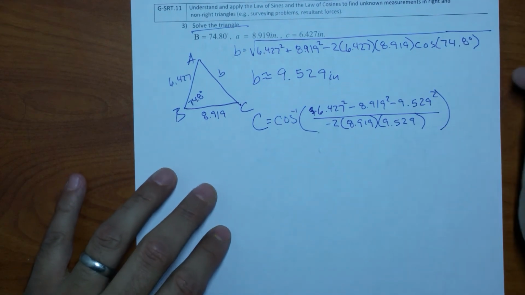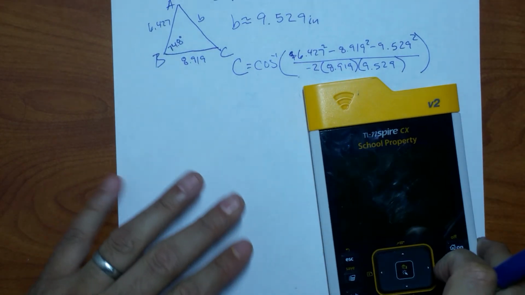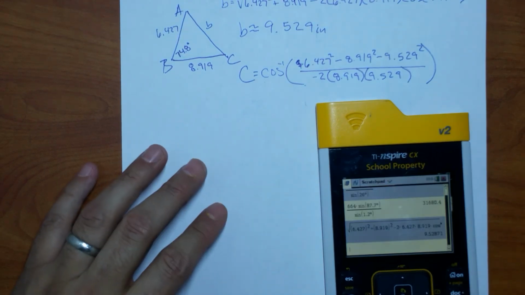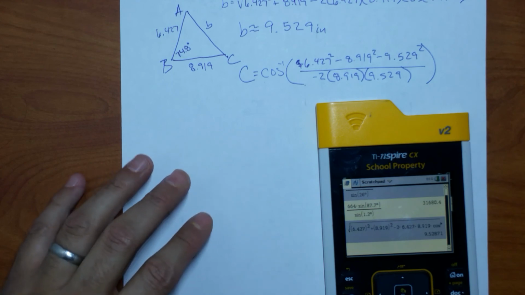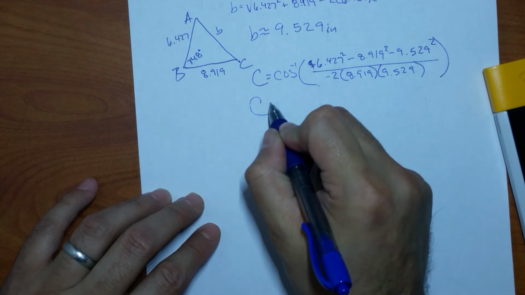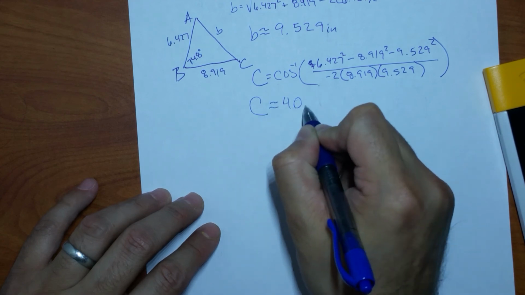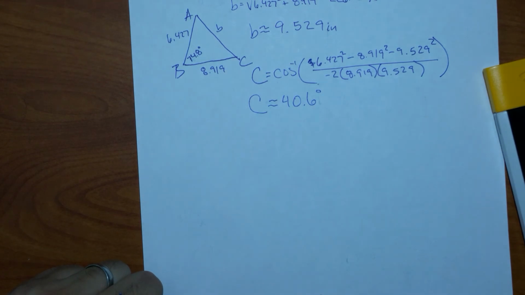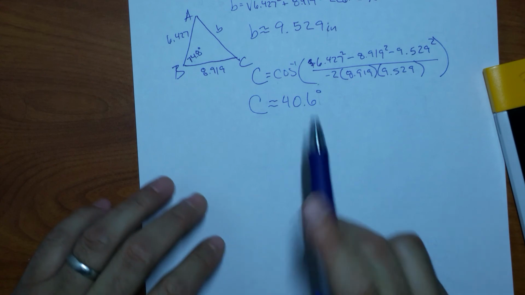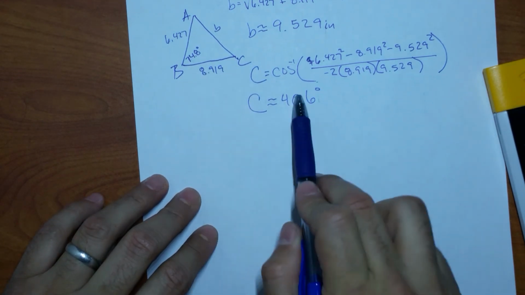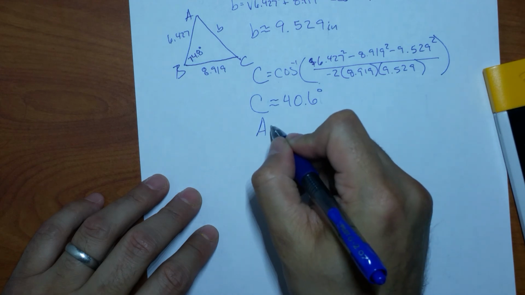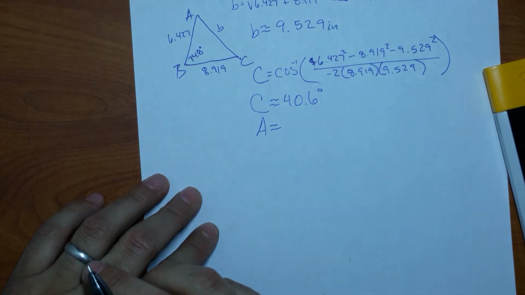So plug this in the calculator. 40.6. Are we doing 3 decimals? No, use one decimal. For an angle it's one decimal. So big C is 40.6 degrees. Now, what would I do to find big A? You just subtract it from 180. Subtract it from 180, 4.8 minus 4.6.